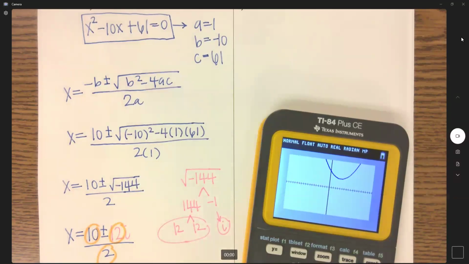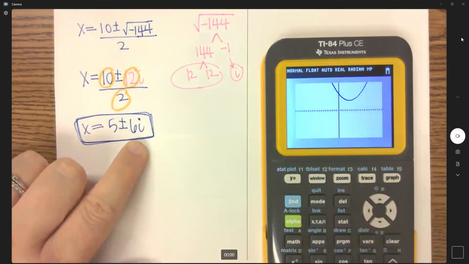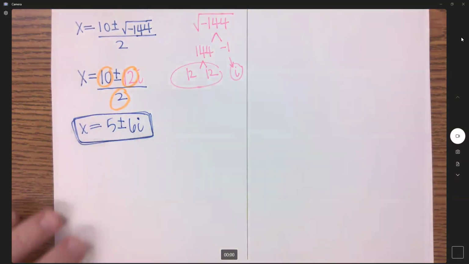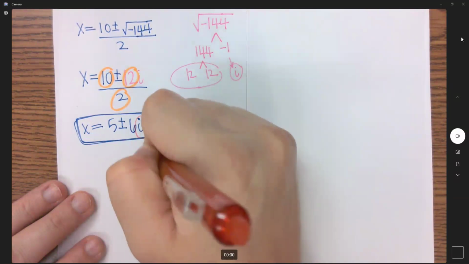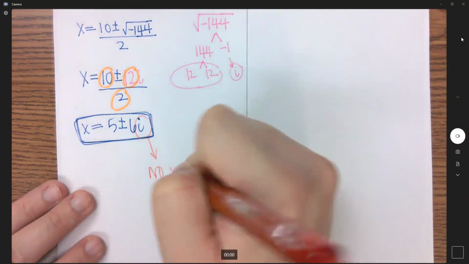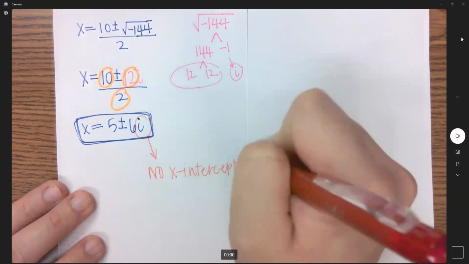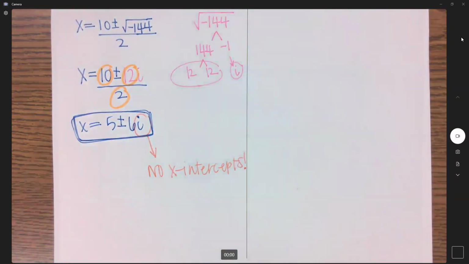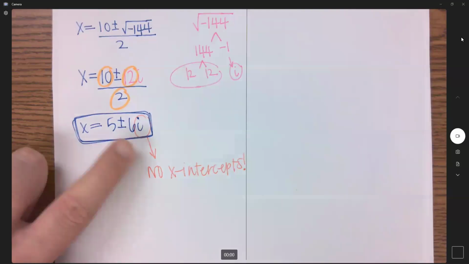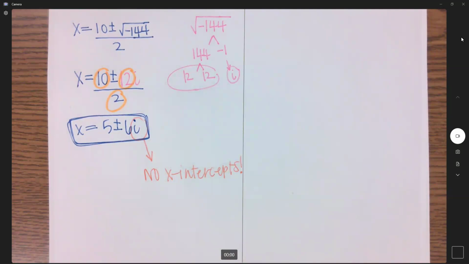If what you are solving for are x-intercepts, and you get an imaginary number, that means you have no x-intercepts. So imaginary answers equal no x-intercepts. So I can't really check if this is the right answer, but I can check that yes, I was supposed to get an imaginary answer because the graph is not touching the x-axis.